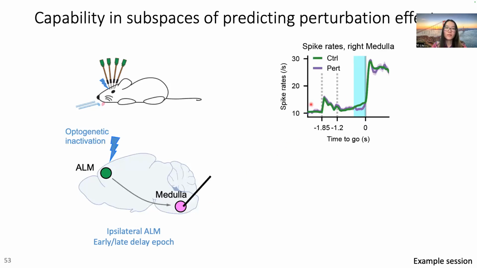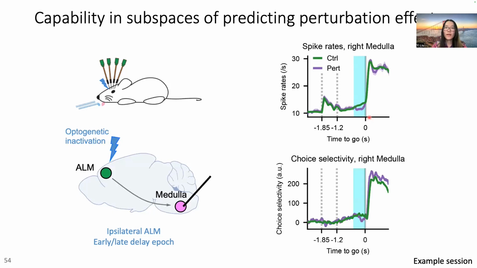This plot shows the spike rates in the medulla in control trials and in perturbation trials. We see that when ALM is being perturbed, the spike rate decreased in medulla. And similarly, we can plot the choice selectivity in medulla again in control and perturbation trials. Here, the choice selectivity was calculated as the difference in projections on CD choice between lick right and lick left trials.